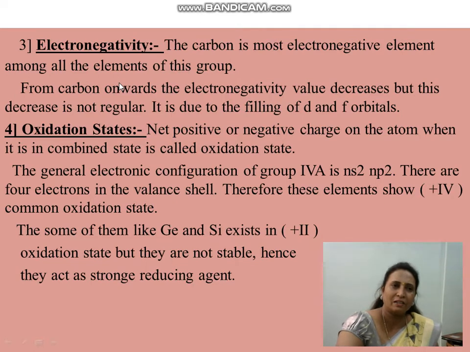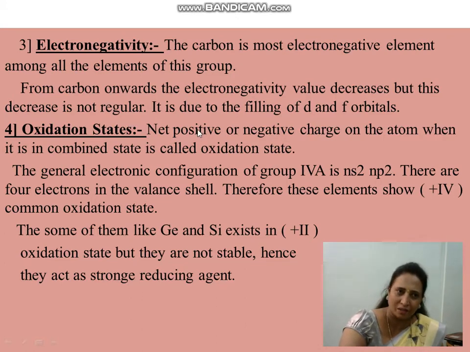Now, the third property is electronegativity, the tendency to pull the shared electron pair towards itself. Now, within these 5 elements, carbon is the most electronegative element, and beyond carbon, this electronegativity value decreases. Again, this decrease is not regular one, the reason is the same.